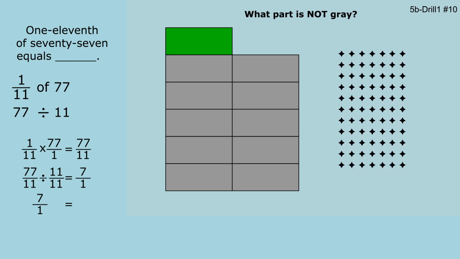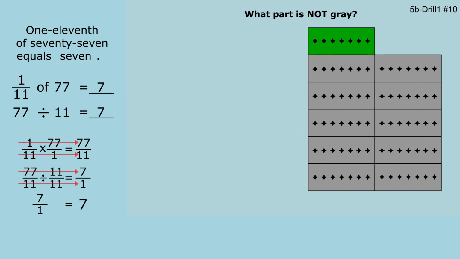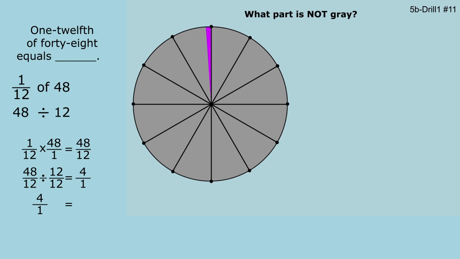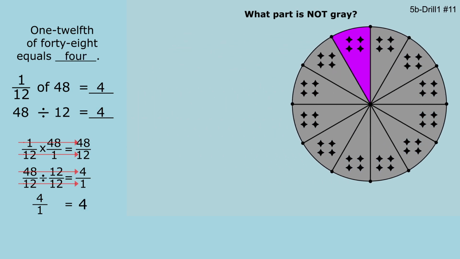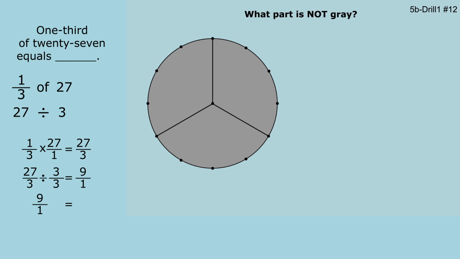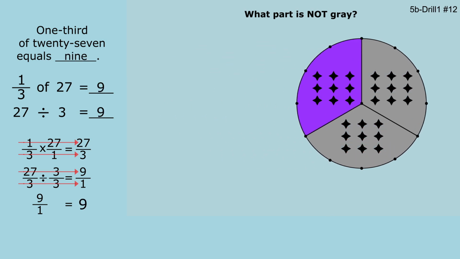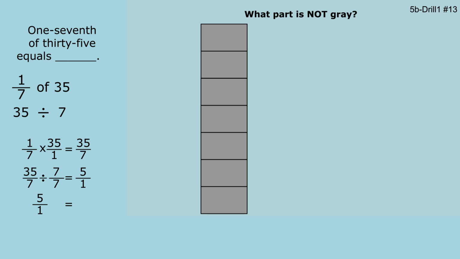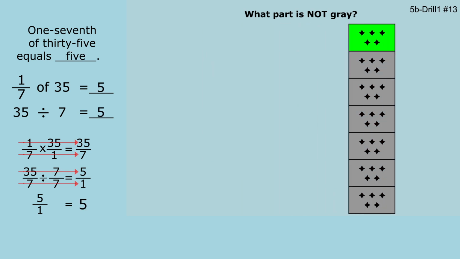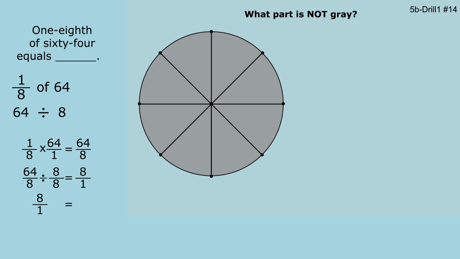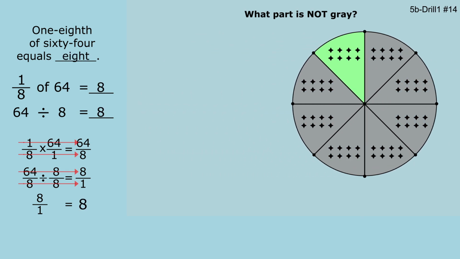1/11 of 77 is 7. 1/12 of 48 is 4. 1/3 of 27 is 9. 1/7 of 35 is 5. 1/8 of 64 is 8.